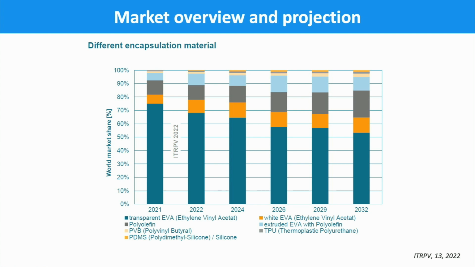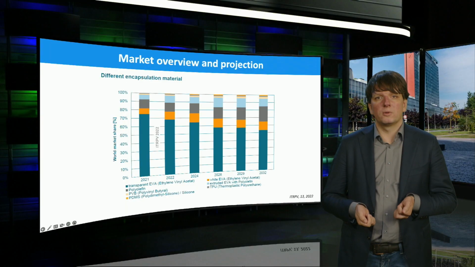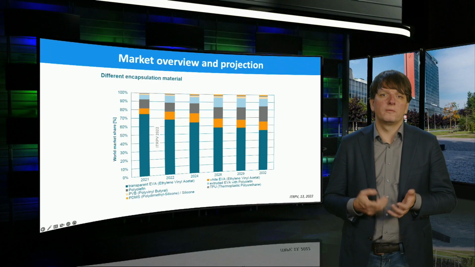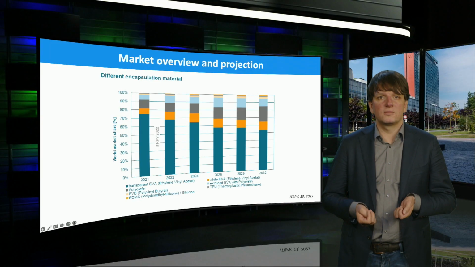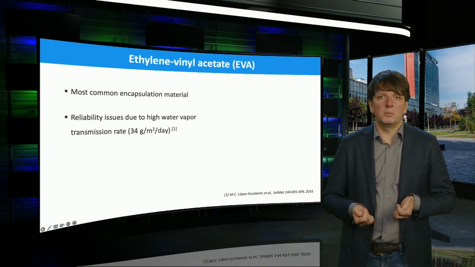Polyolefin is projected to grow in market share from about 10% today to about 20% in the same time frame. Other material options include a mix of the two and silicone. Due to their dominance in the market, we will focus on the former two in the following. Let's first talk about the most common encapsulation material, EVA.